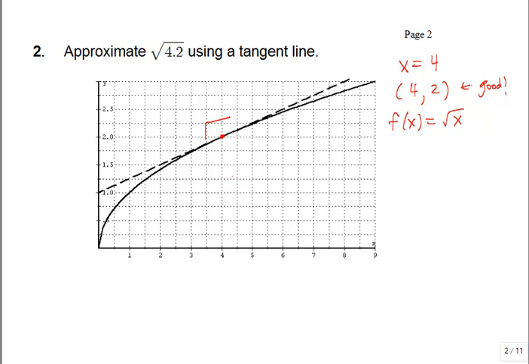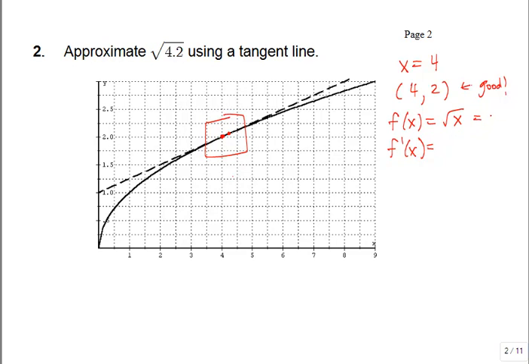And we're going to plug into that tangent line 4.2 because that's pretty close to 4. So the y value at 4.2 should be pretty close to the y value on the tangent line. Okay, these two little dots are pretty close together. So how do we find the tangent line at this good point?